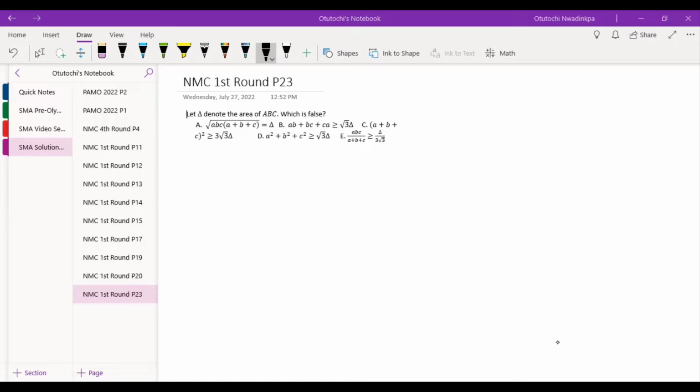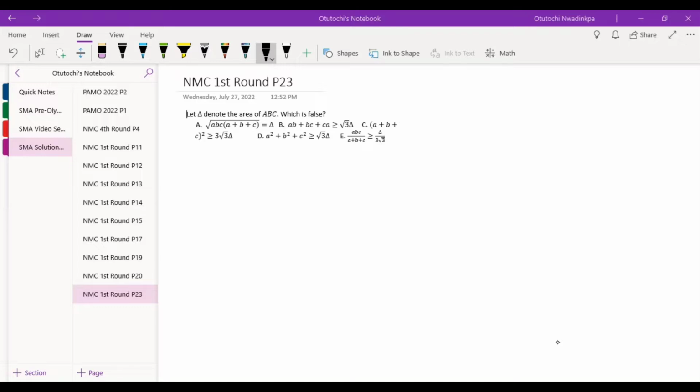In an exam situation, it's enough to pick a particular example and show that one of these options doesn't work for that example, because for any of these to be true, it has to work in all scenarios. If there's a particular scenario it doesn't work for, then it is false. So all we have to do is find a suitable example, and then find which one of these is false for that example, and then we'll be done.